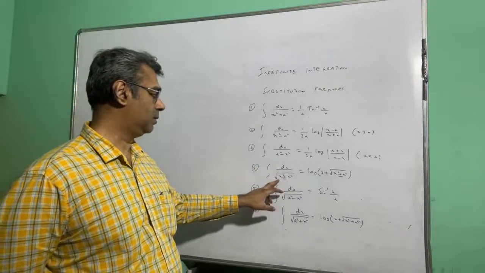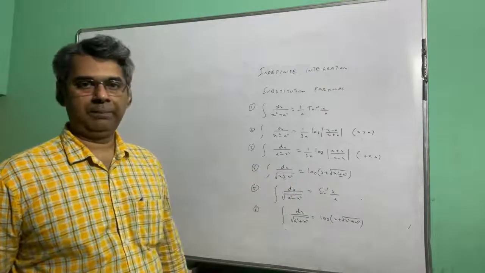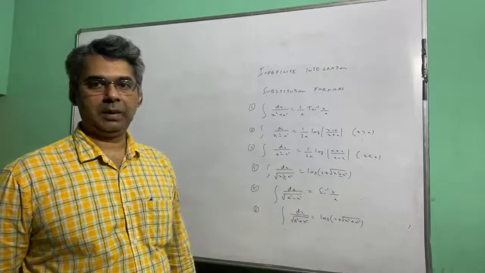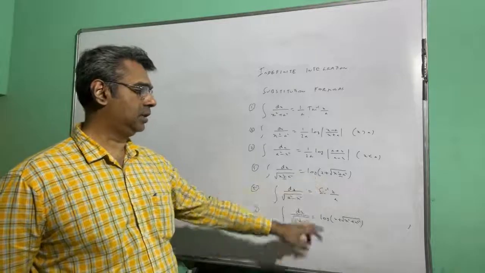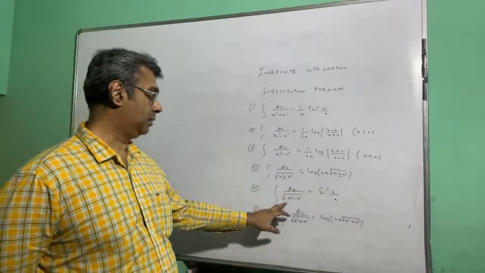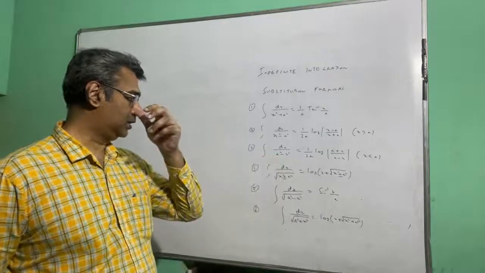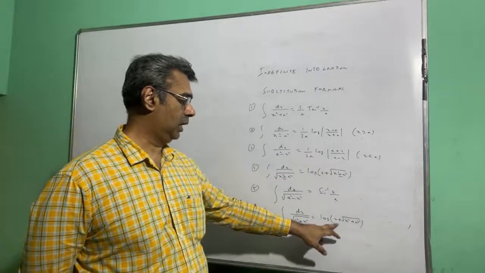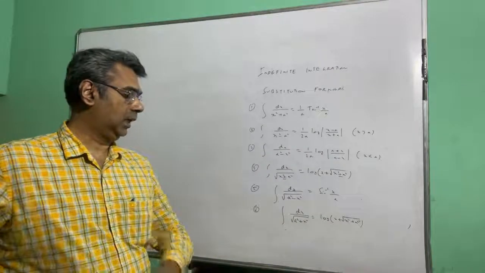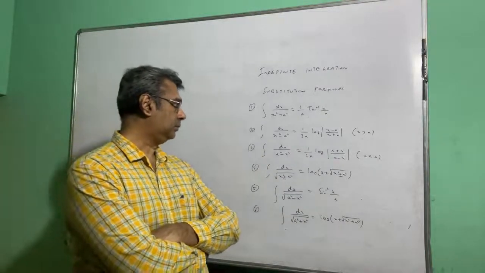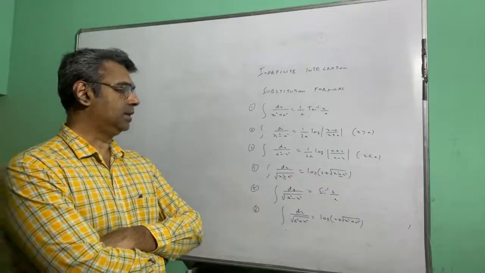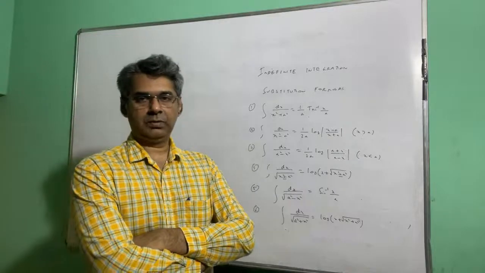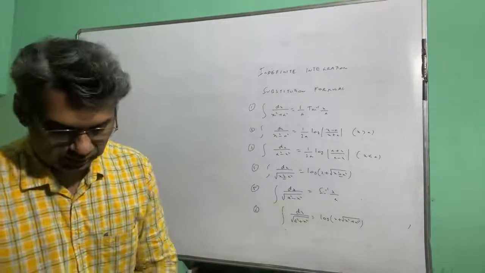Then integration dx by root over x square plus minus a square. In this, the answer is log x plus root over x square plus minus a square. Number 5, dx by root a square minus x square is sin inverse x by a. Number 6, dx by root over a square plus x square is log x plus root over x square plus a square. So these are the 6 algebraic substitution formulas, right? Algebraic substitution formulas.